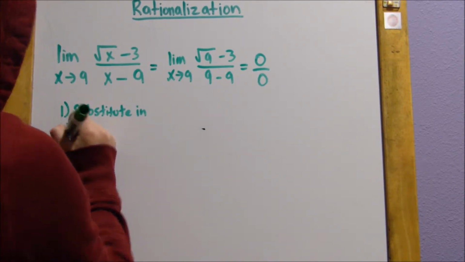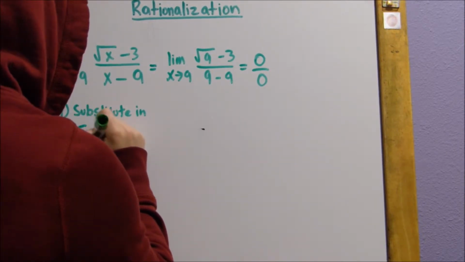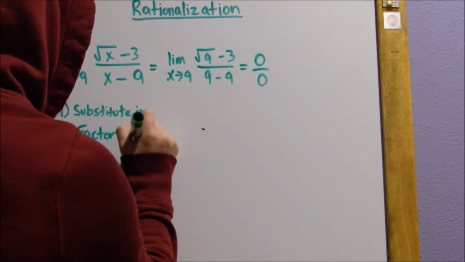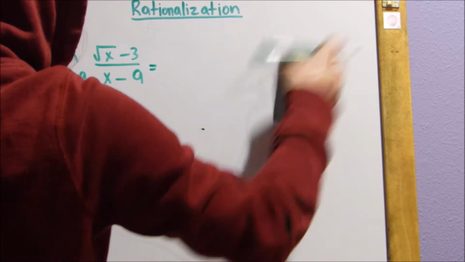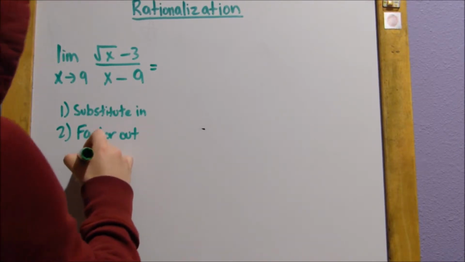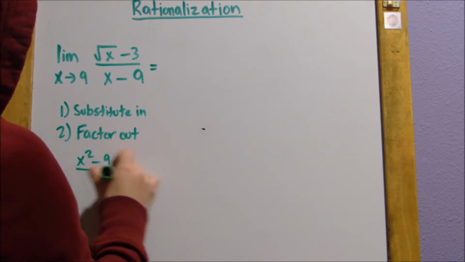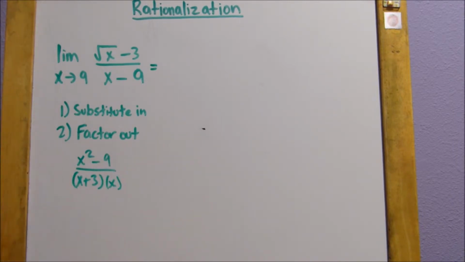So the second step that I normally like to do is I try to factor anything out. In this case, there's really nothing I could factor out. If it had been something like x squared minus 9 over x plus 3 times x, I could factor out an x plus 3 from x squared minus 9 and cancel it with the bottom. But here, it's not going to work.